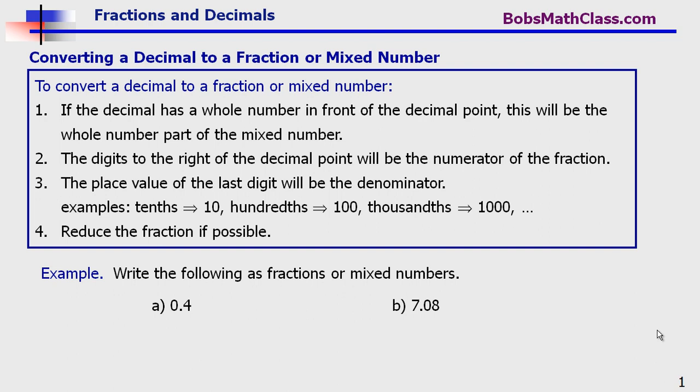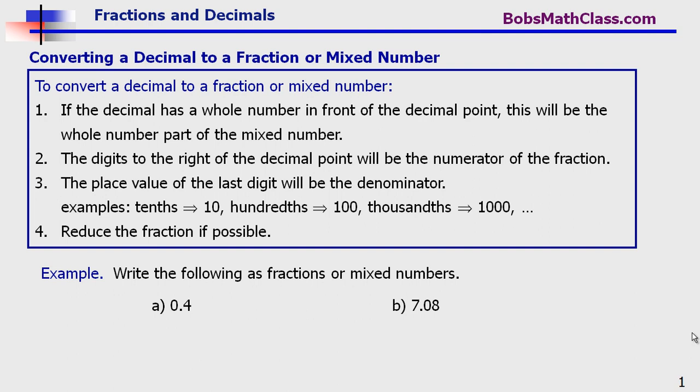Reduce the fraction if possible. Always reduce. Even if the directions don't say to reduce, you need to reduce. If the directions just say simplify, then you should always reduce. Write the following as fractions or mixed numbers. Okay, so it's only a mixed number if there's a number in front of the decimal point.